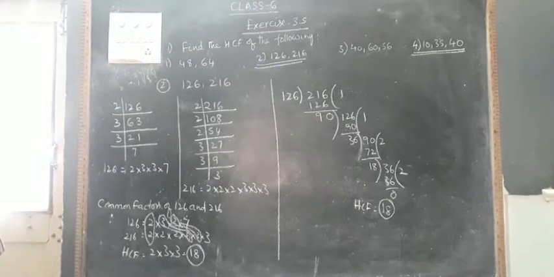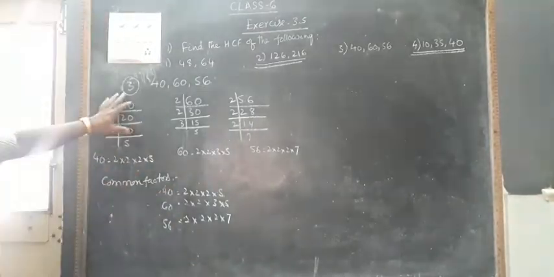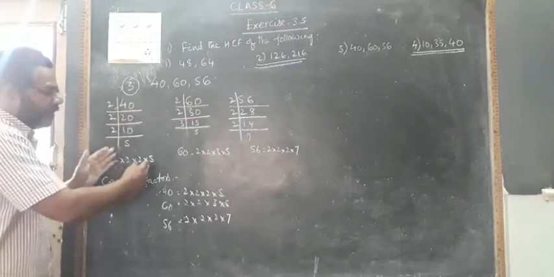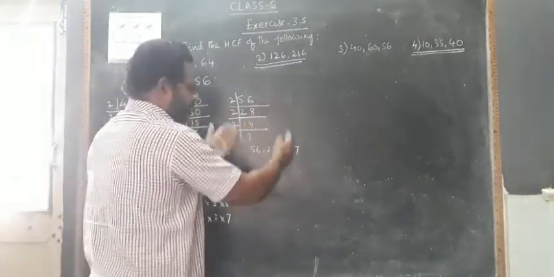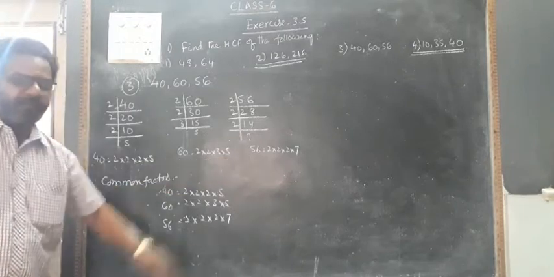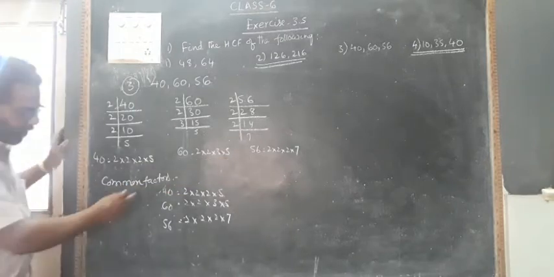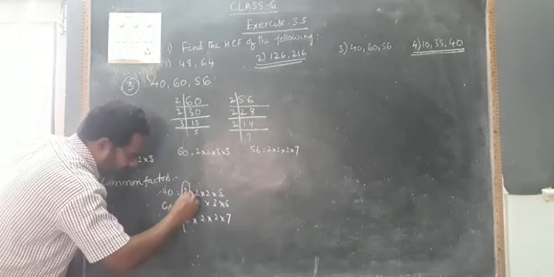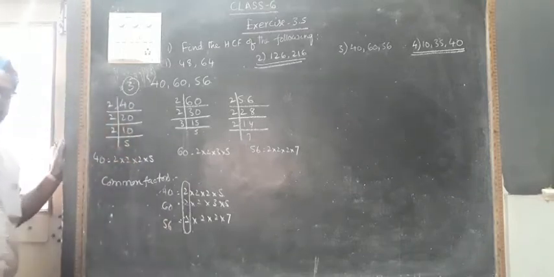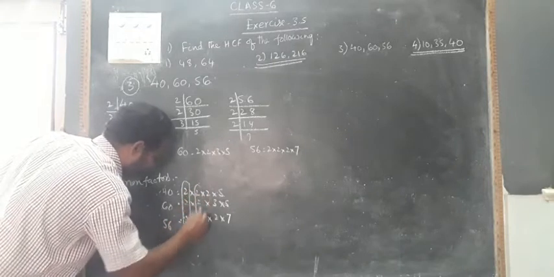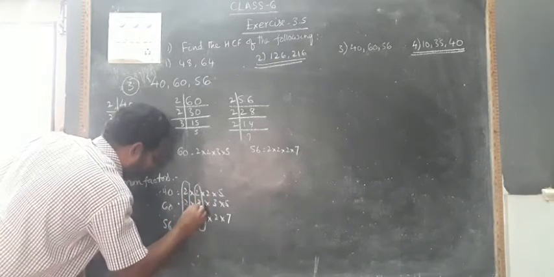Now we shall go for the third sum. See, in the prime factorization I have done the third sum. 40, 60, 56. 40 prime factors I have taken, 60 prime factors I have taken, 56 prime factors I have taken. Till now we have done only 2 numbers, but now we have taken 3 numbers. In those 3, what is the common factor that we have to take? Only 2 is the common.